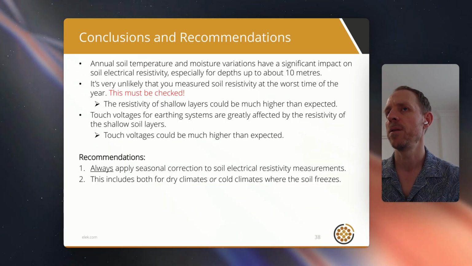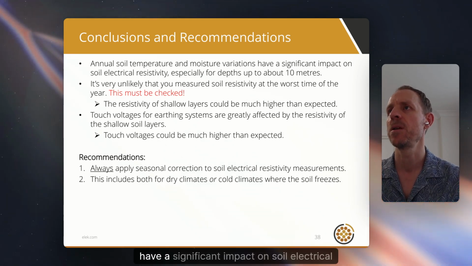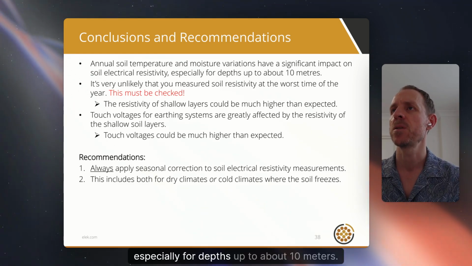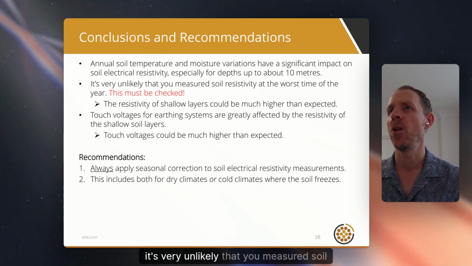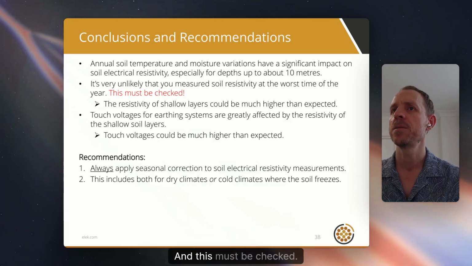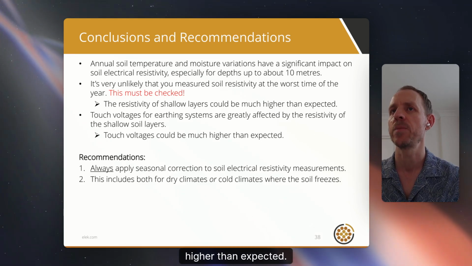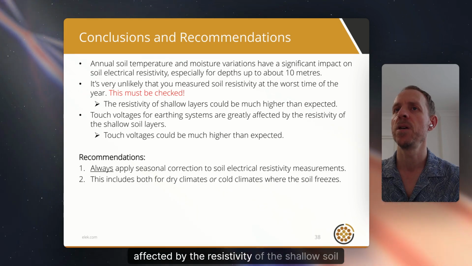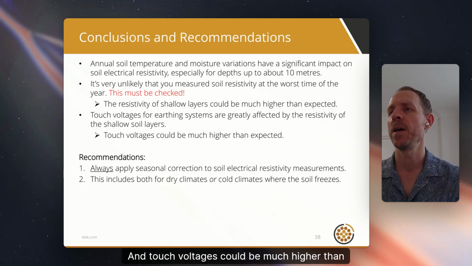In conclusion, and finally, some recommendations. Annual soil temperature and moisture variations have a significant impact on soil electrical resistivity, especially for depths up to about 10 meters, so the shallow soil layers. It's very unlikely that you measured soil resistivity at the worst time of the year, and this must be checked. The resistivity of shallow layers could be much higher than expected. Touch voltages for earthing systems are greatly affected by the resistivity of the shallow soil layers, and touch voltages could be much higher than expected.